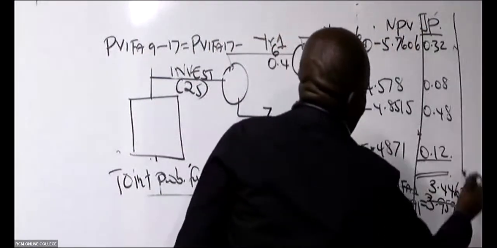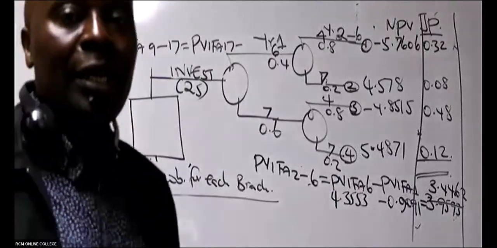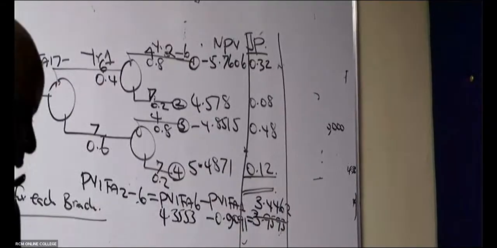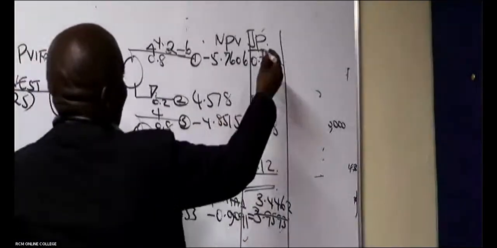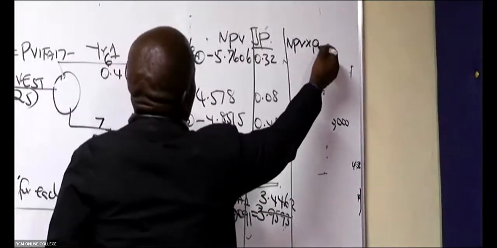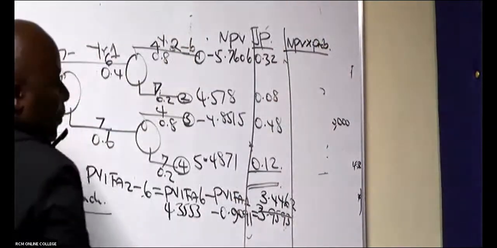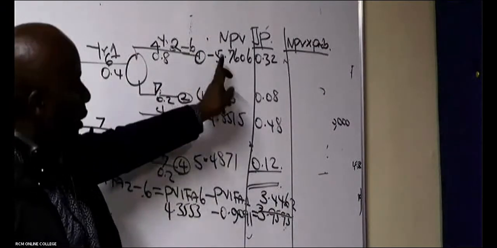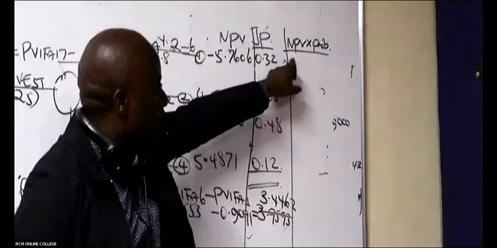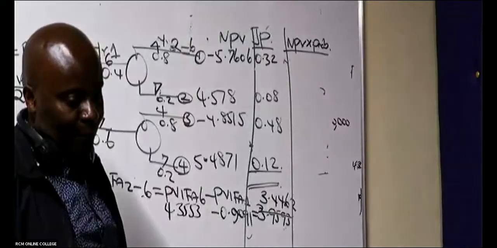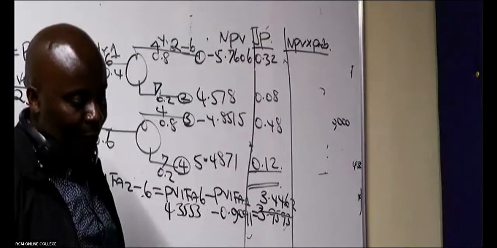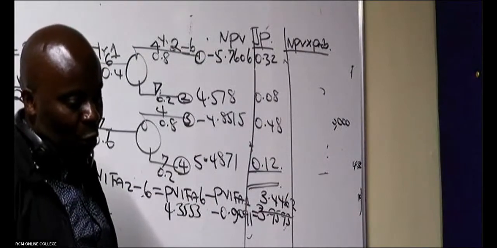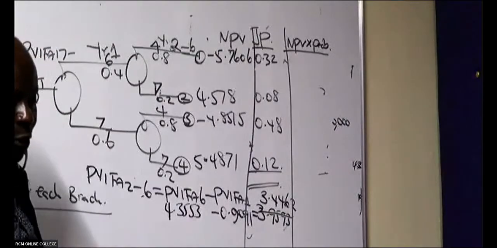Create a column by the side there. And they give us NPV times probability, to 2 decimal places. So we have this minus times this. Give me 2 decimal places here. Minus 5.7606 times 0.32. 2 decimal places I write, my good students.